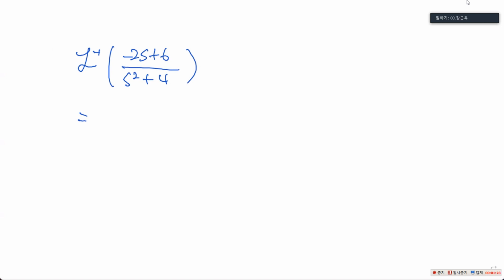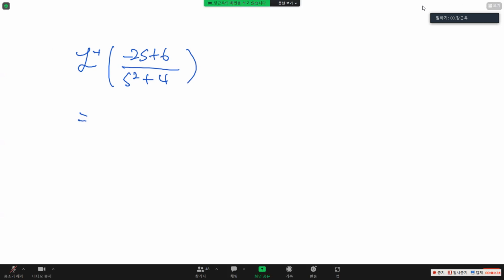자, 이거 혹시 카메라 켜져 있는 이거 마이크 켜져 있는 학생 좀 꺼주세요. 질문할 때만 잡음이 자꾸 들어와서.